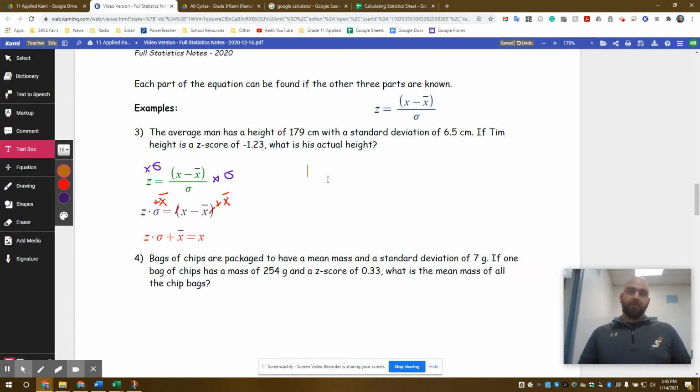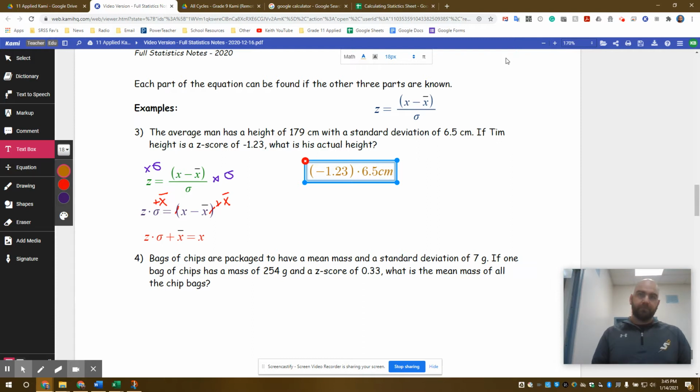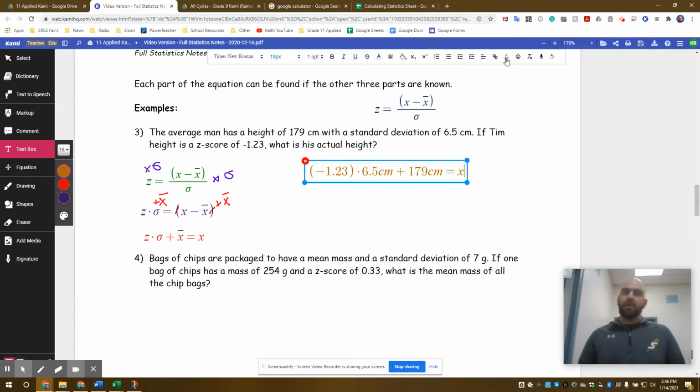Let's do the example that we have here. Our z-score is negative 1.23, and we're multiplying that by sigma, which is 6.5 centimeters. And then we're adding on 179 centimeters, which is the mean height. And that's going to give us x. So right now we've just manipulated it, and we're plugging it into our formula here.